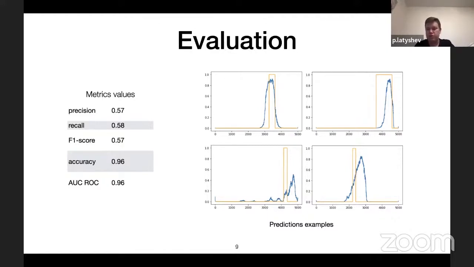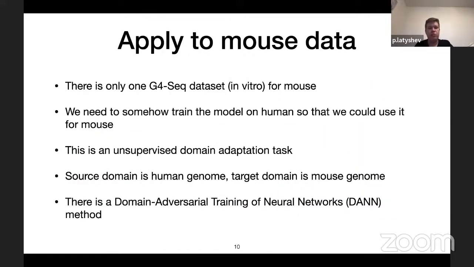And now we have this model trained on human, and somehow we need to apply it to mouse. This is an unsupervised domain adaptation task because our source domain is human genome, annotated human genome. So we have labels for this dataset, and we have unannotated target domain, mouse genome, where we have to find quadruplexes. There are a lot of methods for domain adaptation, and I chose one of them. This is DANN method. It is domain adversarial training of neural networks.